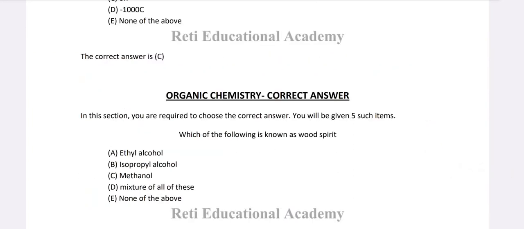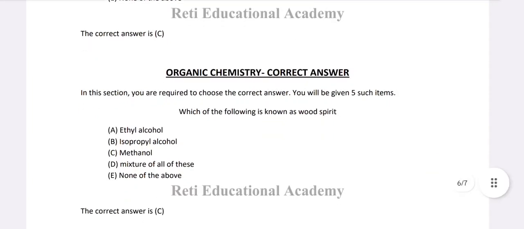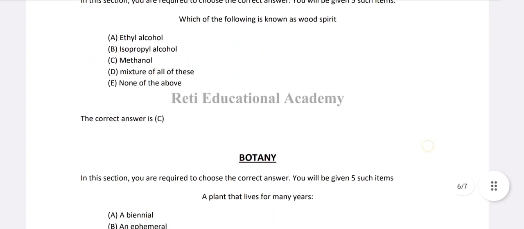Questions from organic chemistry. In this section, you are required to choose the correct answer. You will be given 5 such items. Which of the following is known as wood spirit? A, ethyl alcohol. B, isopropyl alcohol. C, methanol. D, mixture of all these. E, none of the above. And the right option is C, methanol.